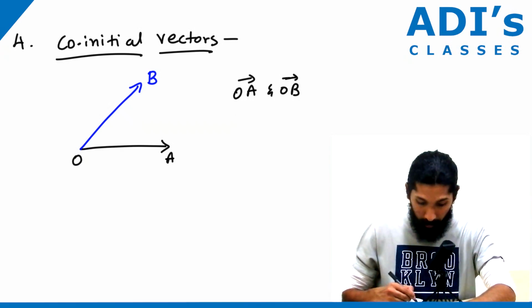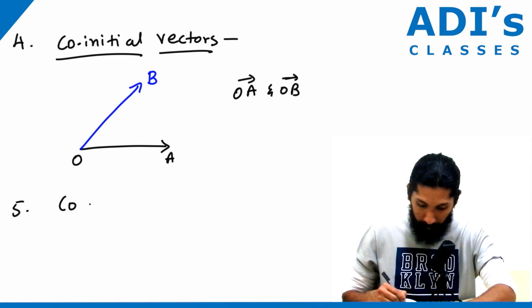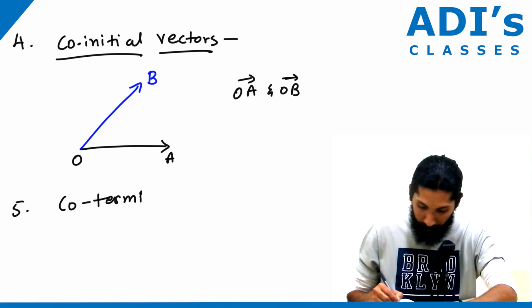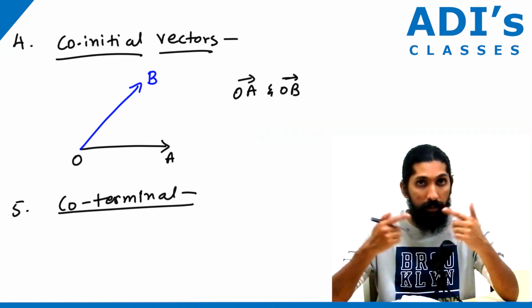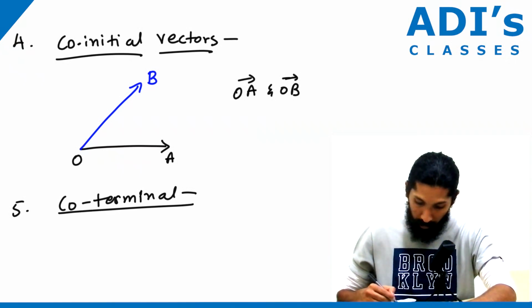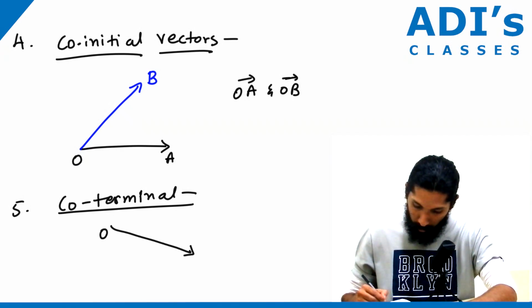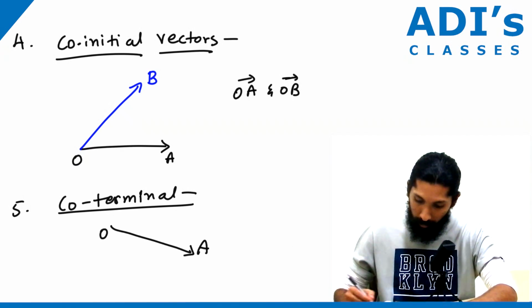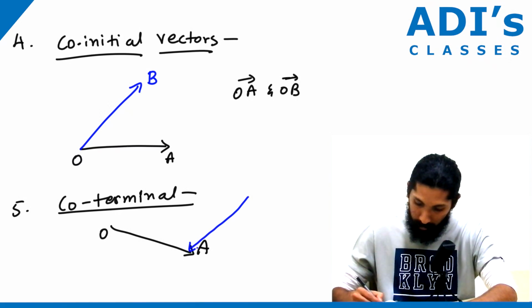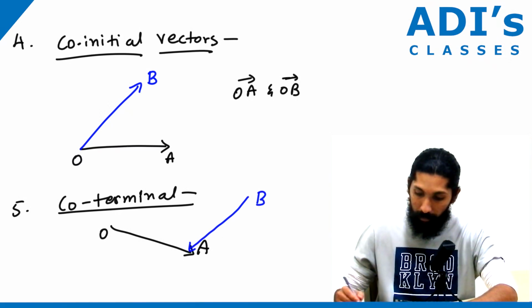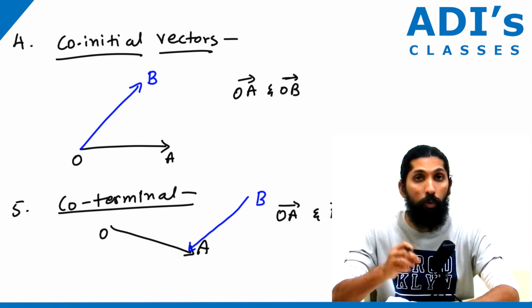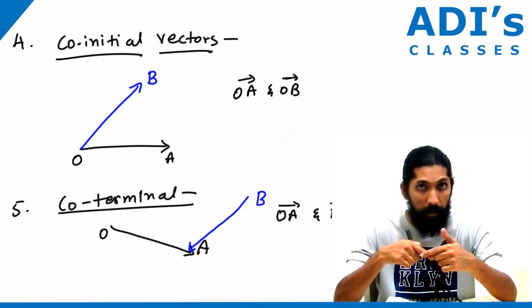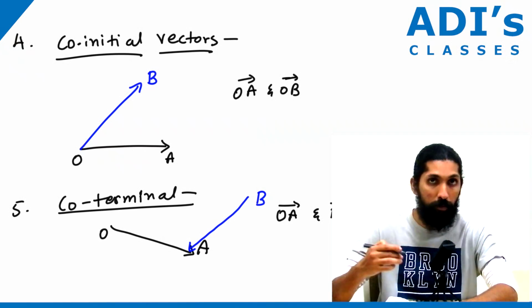Same way, we have co-terminal vectors. Co-terminal. What does that mean? Both of them will end at the same point. Correct. Suppose say you have one vector like this. So say OA and say you have another vector which ends here only. Say this is B. BA. So OA and BA, these two are co-terminal vectors. They end at the same point A. Correct. These are the another two types of vectors.